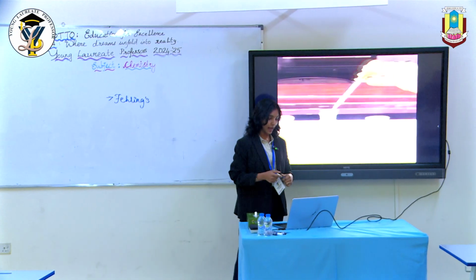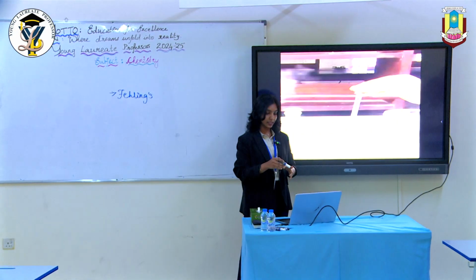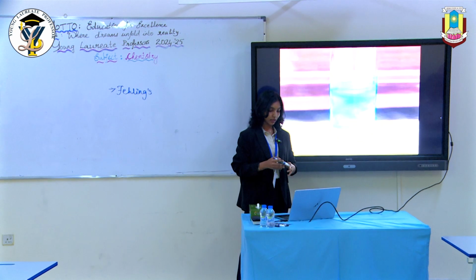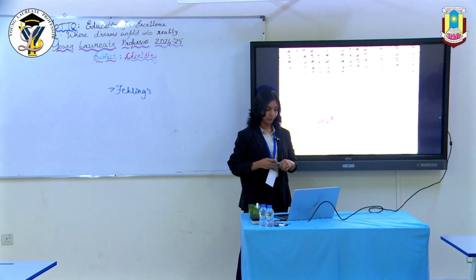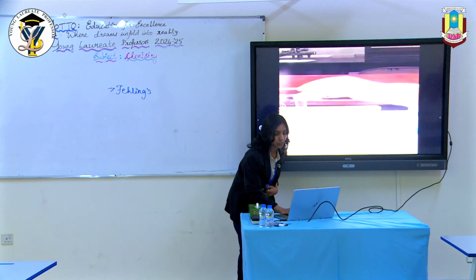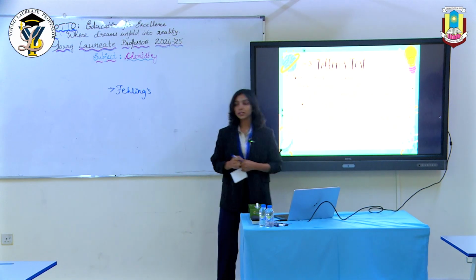The test tube contains aldehyde, and Fehling solution A is added, then Rochelle salt, and warmed in a water bath for 5 minutes, and this is the reddish brown precipitate obtained. Next is Tollens' test.